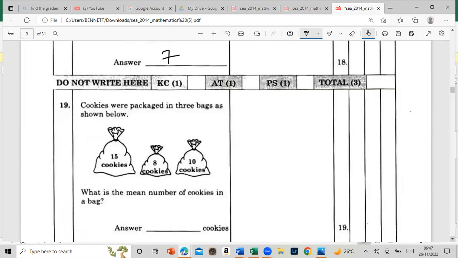Alright, let's look at 19. Cookies are packaged in 3 bags as shown below. So you basically have 15 cookies, 8 cookies, 10 cookies. What is the mean number of cookies in the bag? Alright, so the mean or average, how do we obtain mean or average?